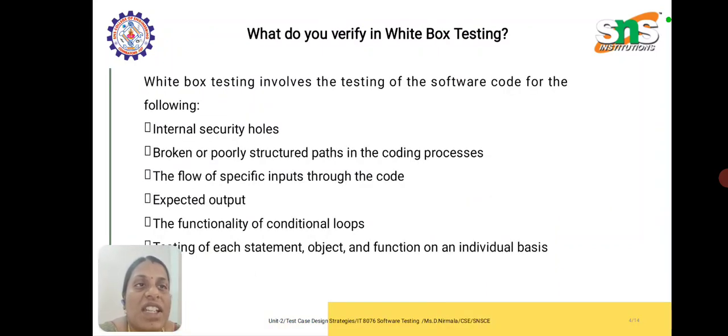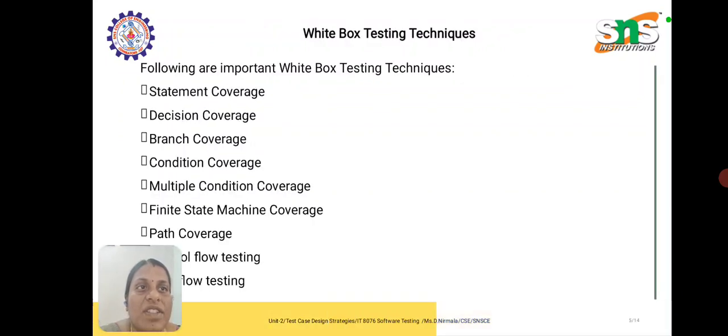White box testing involves testing the software code for the following: internal security holes, broken or poorly structured parts in the coding process, the flow of specific inputs through the code, expected output, the functionality of conditional loops, and testing of each statement, object, and function on an individual basis. These are the techniques used for white box testing: statement coverage, decision coverage, branch coverage, condition coverage, multiple condition coverage, finite state condition coverage, path coverage, control flow testing, and data flow testing.